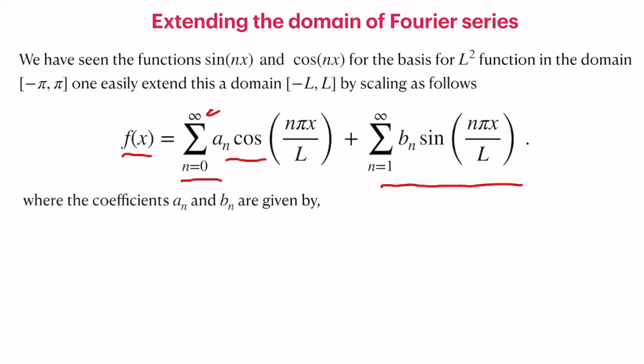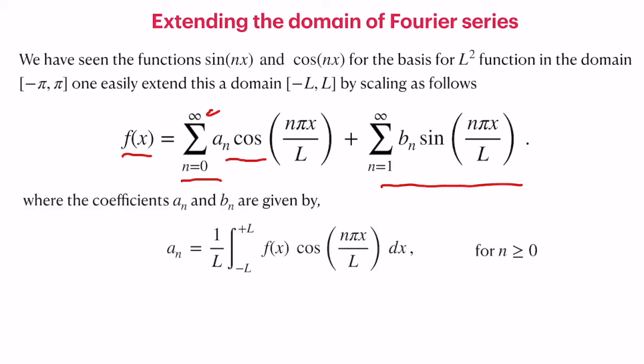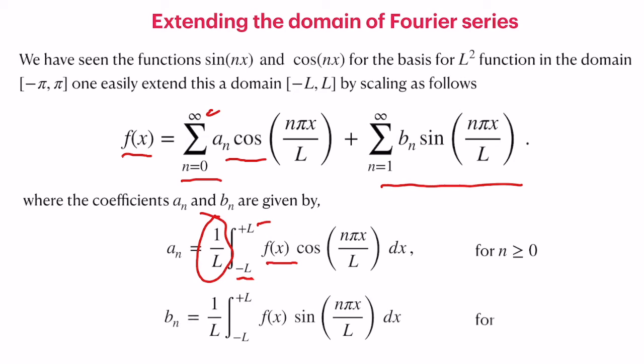So this way we have the coefficients given as a_n equal to 1 by L, in this case the normalizing constant changes because of the length of the interval, and then the integral from minus L to plus L of f of x into cos n pi x by L dx, and the same way b_n is given as 1 by L integral minus L to plus L f of x into sine n pi x by L dx for n greater than 0. We have other intervals, for example 0 to pi by 2 and 0 to pi.